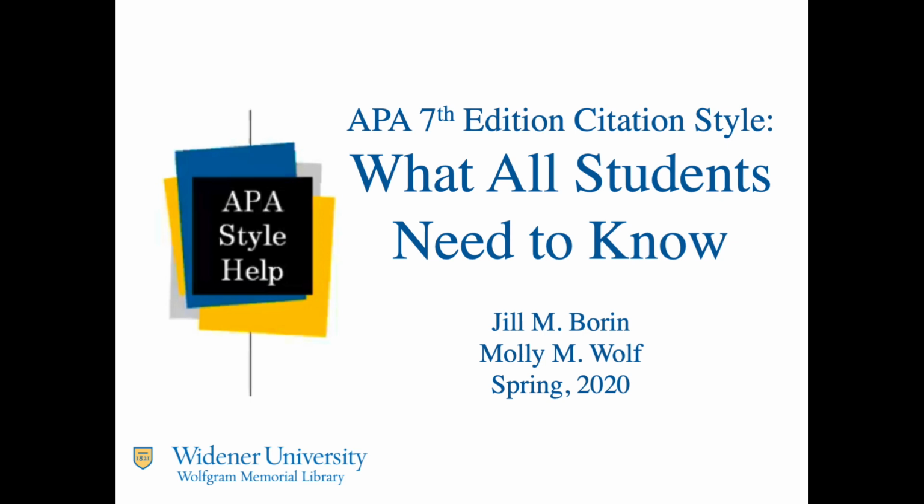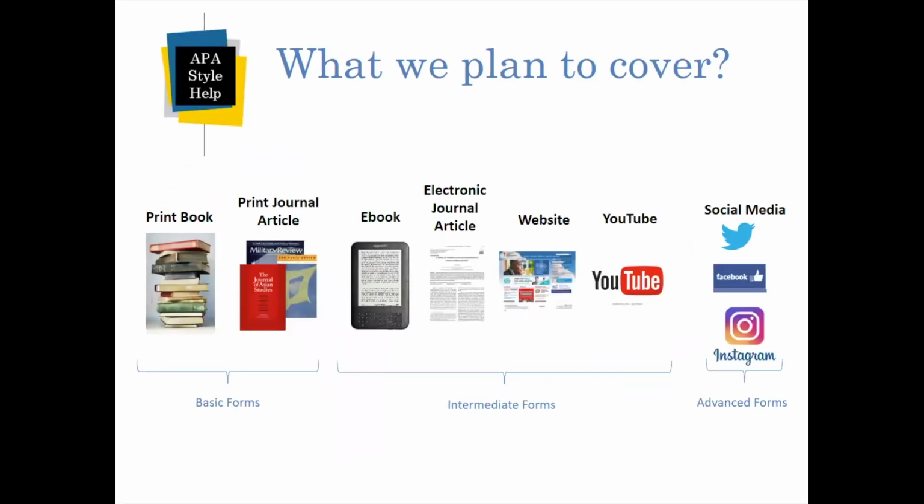And today we'll be going over the APA Publication Manual's 7th edition. We're going to be going over forms in 3 different categories. Basic forms include print book and print journal article. Intermediate forms include ebook, electronic journal article, websites, and YouTube videos. And advanced forms include social media platforms.